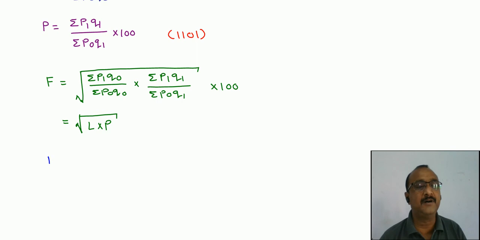Next formula is Bowley's formula, which is nothing but the arithmetic mean of Laspeyres and Paasche: L plus P by 2.